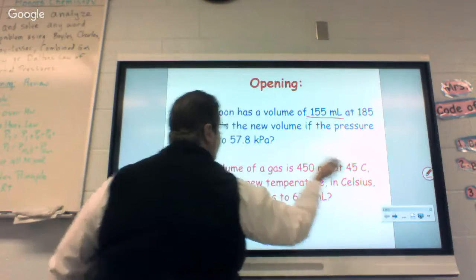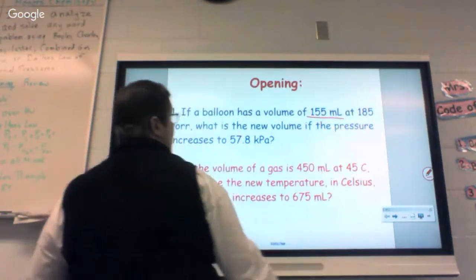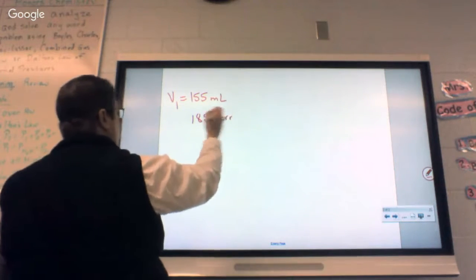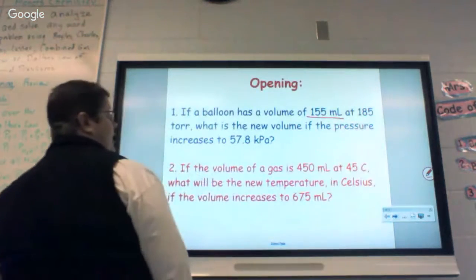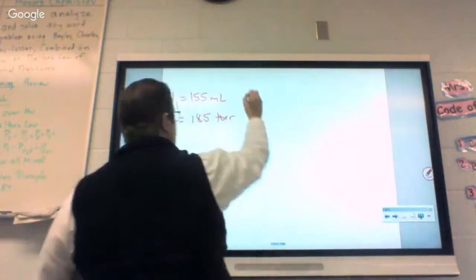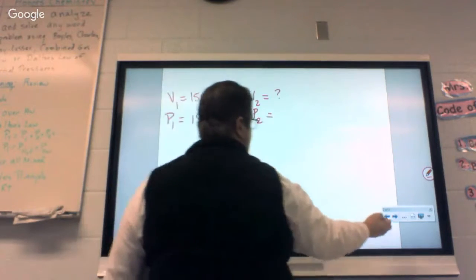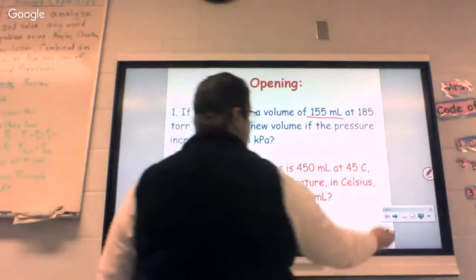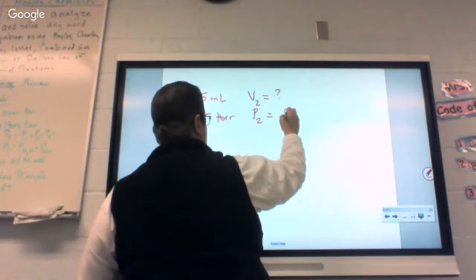Volume 1 is 155 ml, and then we have 185 torr. I just made them both 1 because they were first. If I keep reading, I have what is the new volume, so I'm solving for V2, and that means I probably have a P2. If I keep reading, I have 57.8 kPa. What's the kPa? It's the pressure. Yes. Okay.